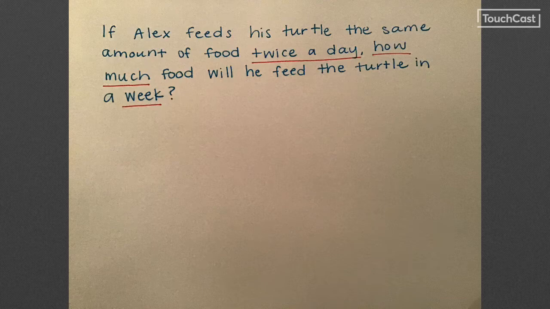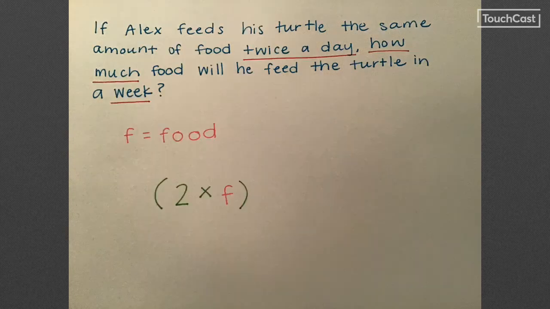Now to start, I need to think of what variable I'm going to use to show the food. So I'm going to use F because food starts with F. And then I need to think, what does twice mean and how many days are in a week? First, I would see that he's feeding his turtle twice a day. So that's 2 times he's doing food. So I need to multiply the food times 2.